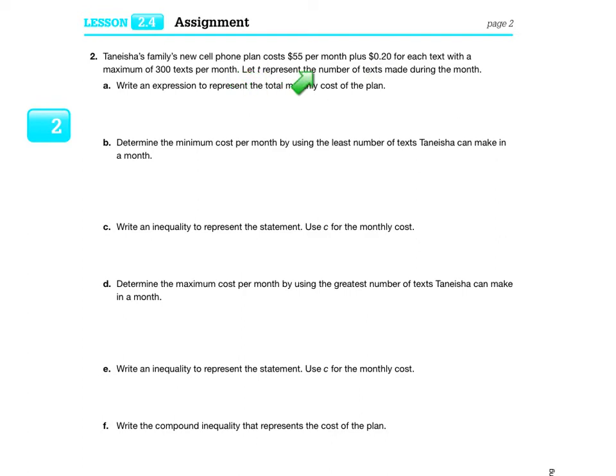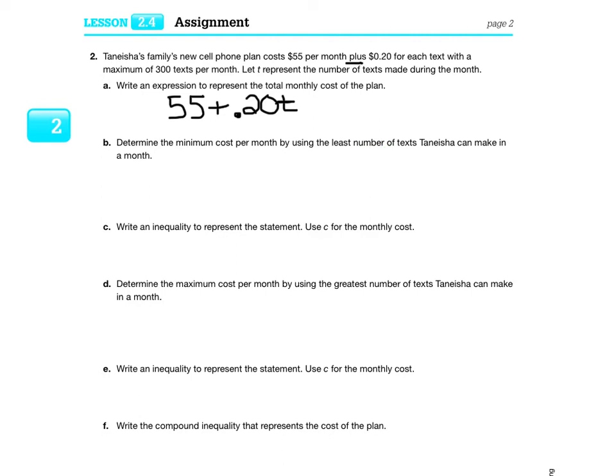Let T represent the number of texts made during a month. Write an expression to represent the total monthly cost of the plan. So our expression starts off at $55 and then plus 20 cents for every text. So 20 cents for each text, and that's multiplication, which is why we just write the T next to it. Remember, I always try to tell you guys that rate of change is the one that's always going to be connected to the variable.